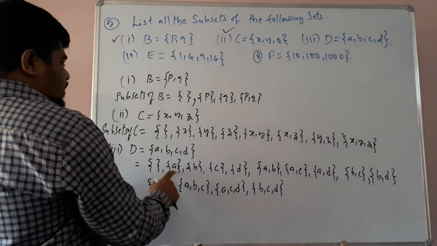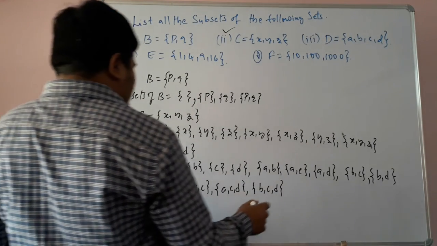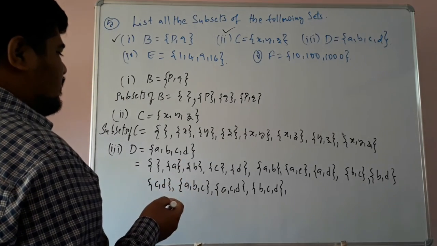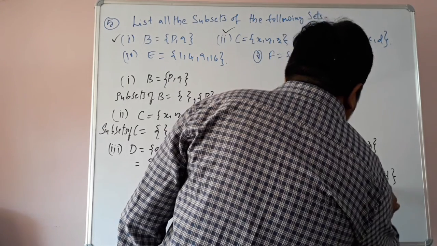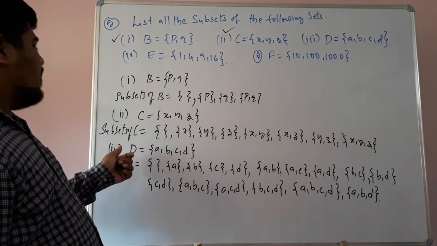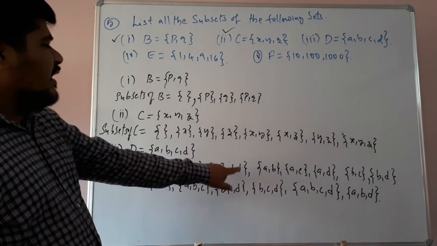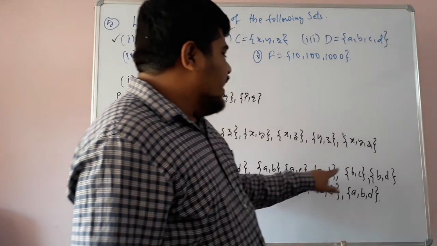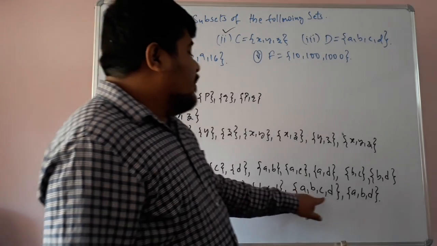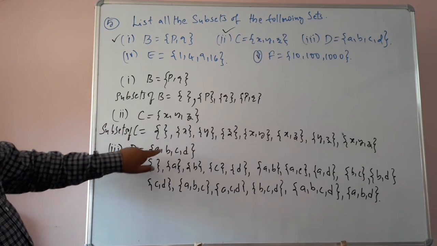Children, how many subsets are completed? 1, 2, 3, 4, 5, 6, 7, 8, 9, 10, 11, 12, 13, 14. One more set is what? ABCD. That is the given set itself. A, B, D also, it's a subset. Okay, so children, these are the subsets of D is equal to A, B, C, D: empty set, A, B, C, D, AB, AC, AD, BC, BD, CD, ABC, ACD, BCD, ABCD and ABD. These are the subsets of the given set D is equal to ABCD.